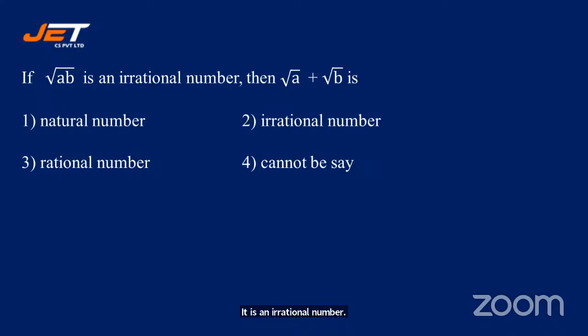If root of AB is an irrational number, then root A plus root B is dash. Is it a natural number, irrational number, rational number, or we cannot say? Yes, so I'm expecting the answers from you. Quickly give me your answer. Yes. Many are giving me the answers.